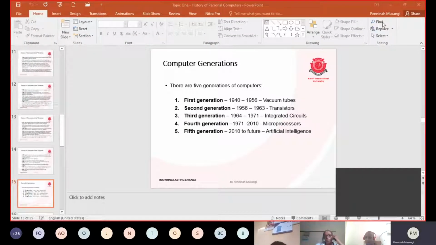So we now see the computer. We group the many forms of computers we have talked about into generations, and we can group them into 5 generations. There is the first, second, third, fourth, and 5th. We are going to look at each in detail.